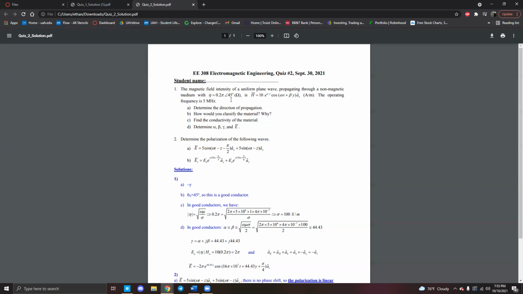So have that little page of formulas written down. Direction of propagation is rather simple. As mentioned, you take the negative of whatever is multiplied by the beta parameter. If it's positive, it's negative; if it's negative, it's positive. Then, how would you classify the material? Here it was rather quick. If you paid attention to eta, eta was at an angle of 45 degrees. That simple trick means it's a good conductor. That's her justification: theta eta is equal to 45 degrees, good conductor. That's all that's necessary there.